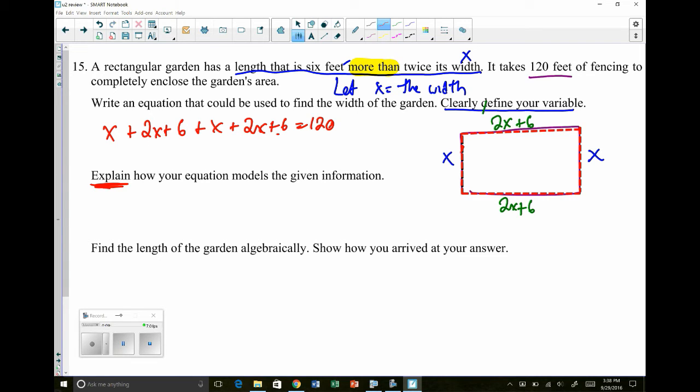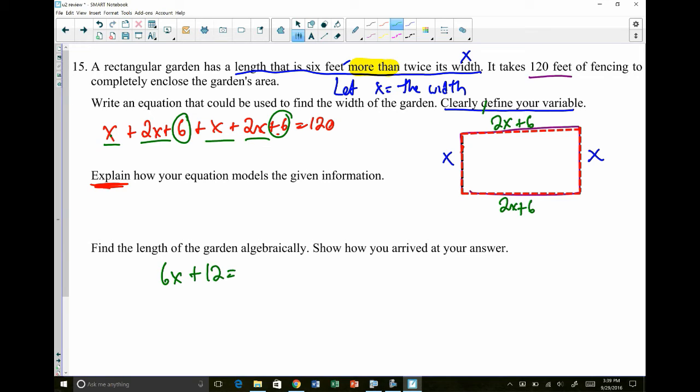And finally, we get to solve the equation algebraically. Find the length. So let's solve for x. Combine my like terms, x, 2x, x, and 2x. So that's 1, 2, 3, 4, 5, 6. I have 6x plus 6 plus 6 plus 12 equals 120. Great, this is a two-step equation.